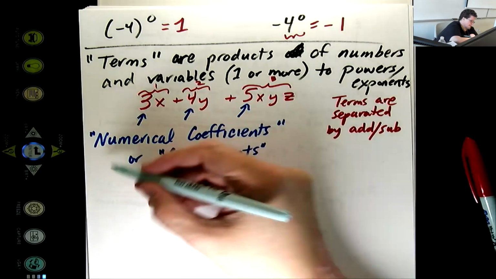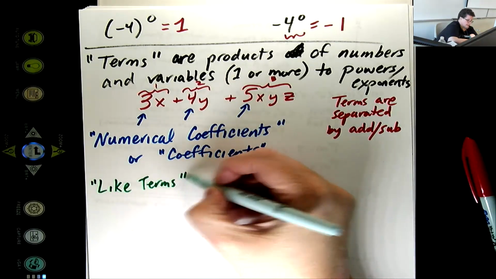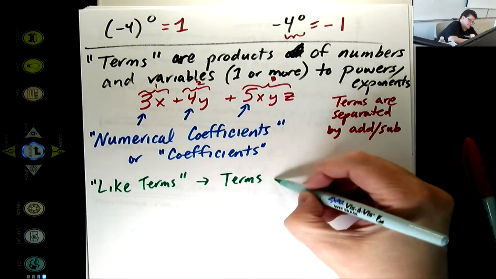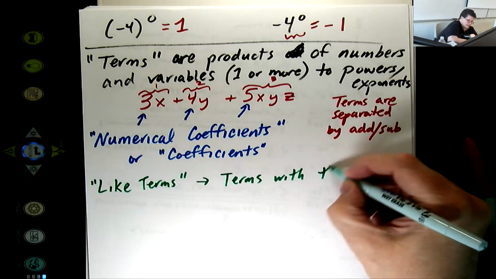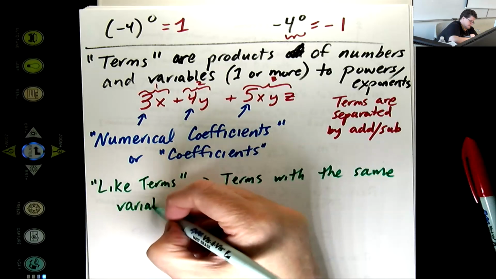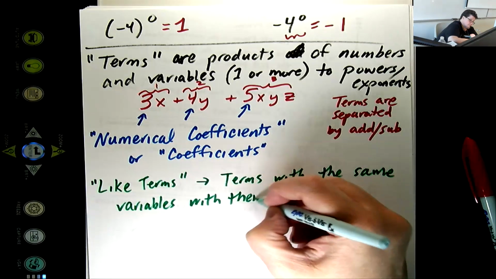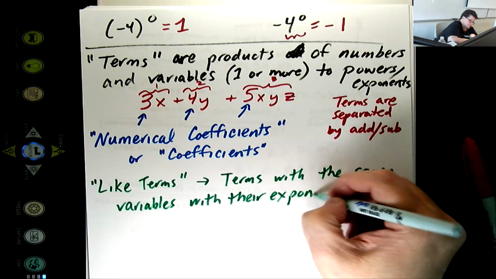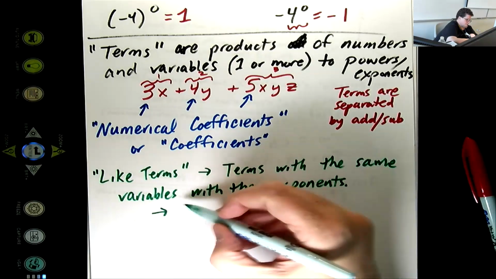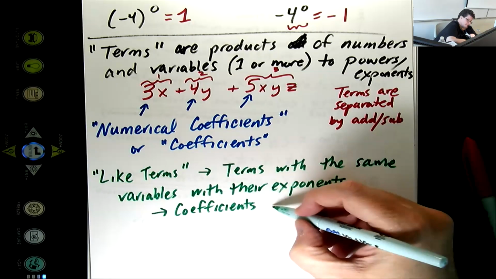So these are terms. If we have something called like terms, these are terms with the same variables with their exponents. The only thing that's different is coefficients can be different, or usually different.